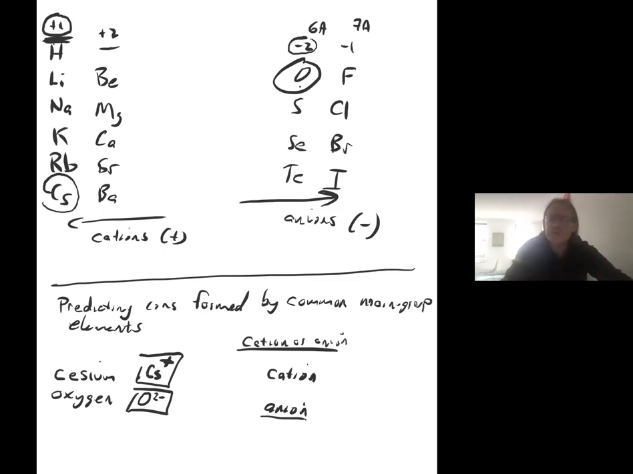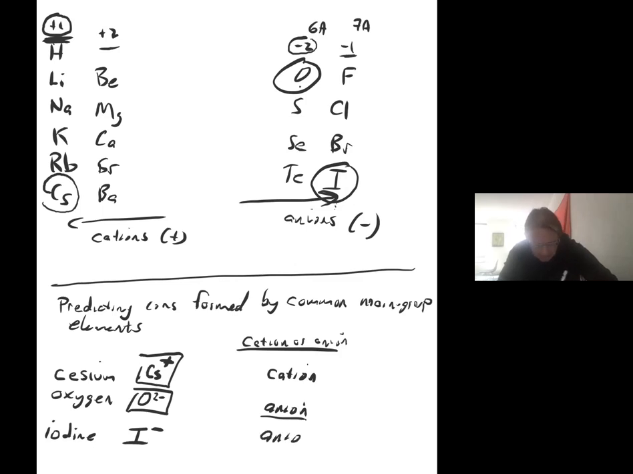Okay, let me show you one more. Let's do iodine. So iodine, you look that up. Iodine's right here. There it is. So the symbol is I. It's in column 7A, so it's -1. So you just put a minus. And then it's on this side, it's negative. So that's an anion. So those are pretty easy. Those are not that difficult.